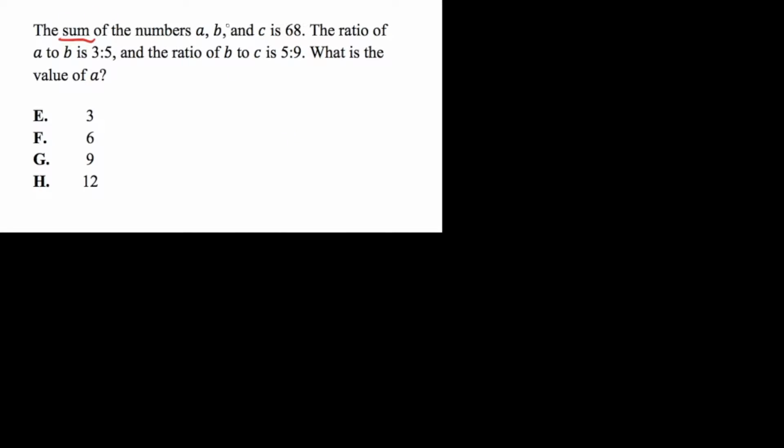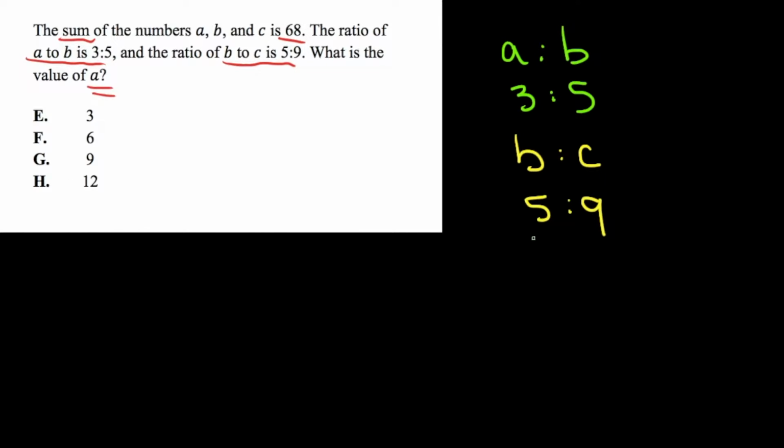The sum of the numbers A, B, and C is 68. The ratio of A to B is 3 to 5, and the ratio of B to C is 5 to 9. What is the value of A? Okay, there are numbers in the answer choices. Let's try answers. I'm first just going to get this information they gave us on the board. So A to B is a 3 to 5 ratio, and B to C is a 5 to 9 ratio.